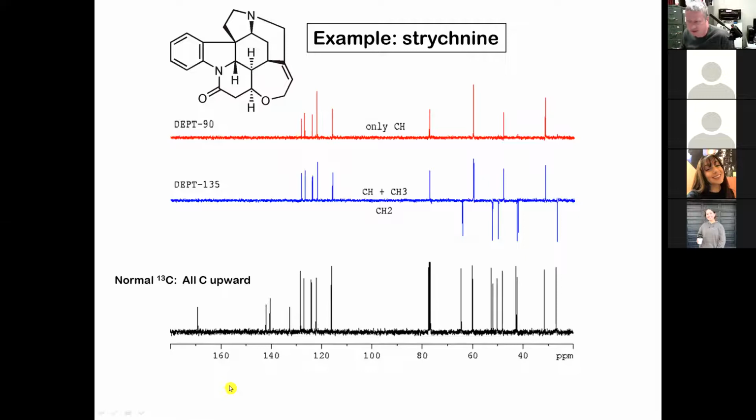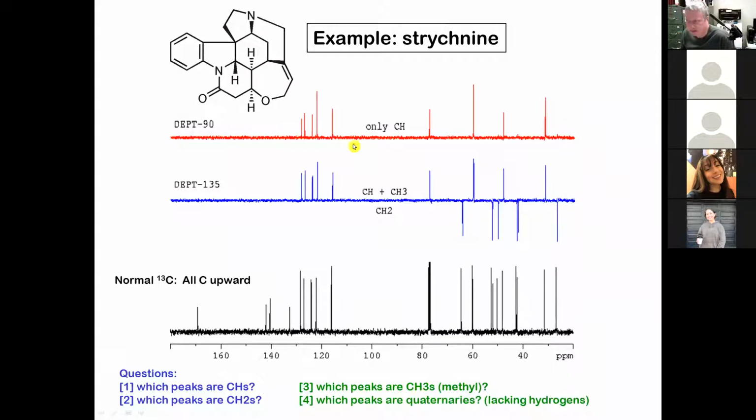Oh yeah, which are CHs? We can see the CHs in the DEPT 90, right? All of these are CHs. Which are the CH2s? Well, they're all in the bottom of the 135. Which are CH3s? Nothing, right? If there were CH3s, they would be upward in the 135, but not shown in the 90, because 90 is only CHs, right? And which are quaternaries, lacking hydrogens?